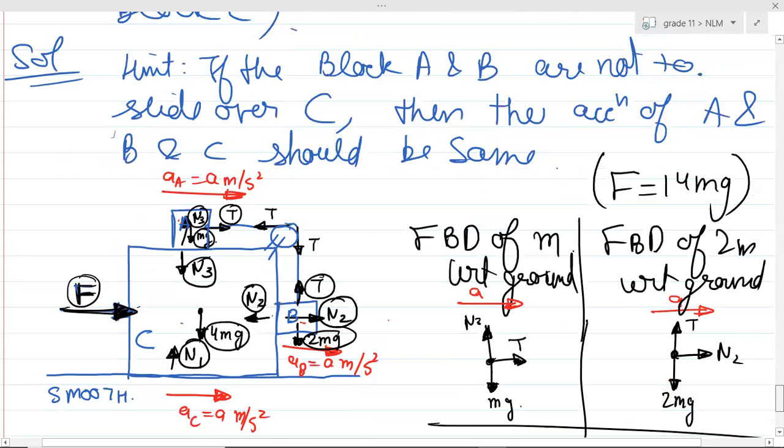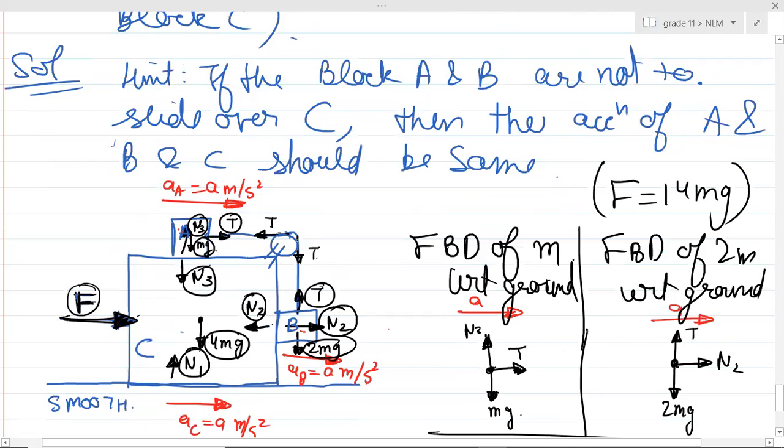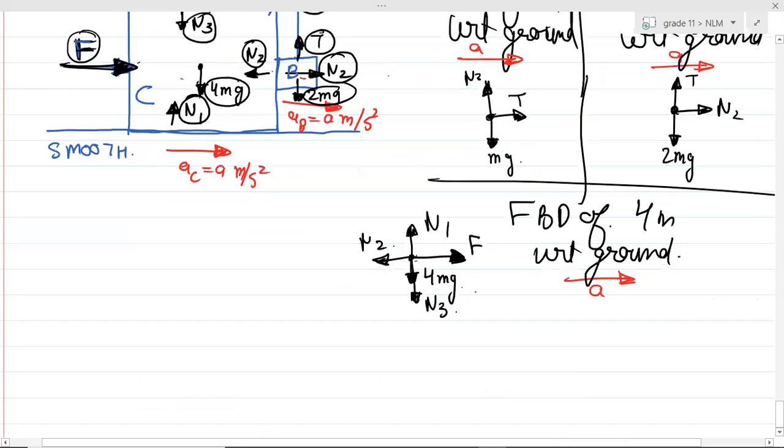Sir, what about these two T's? Can you see these two T's which are left? So these two T's have to be drawn in the free body diagram of C only, because this is directly connected to a pulley. So these two T's will be drawn in this only. There is one T acting down here and one T acting here. Is this clear? And this thing is accelerating in this direction. Yes. So now all the FBDs have been drawn.